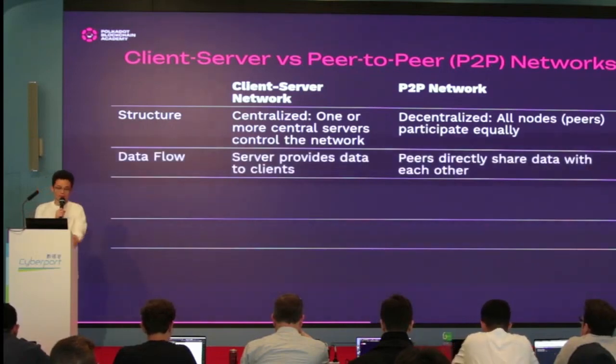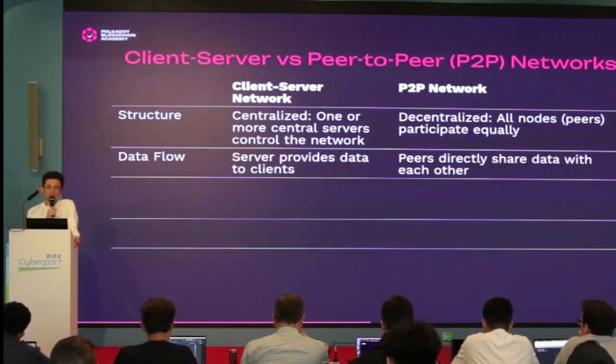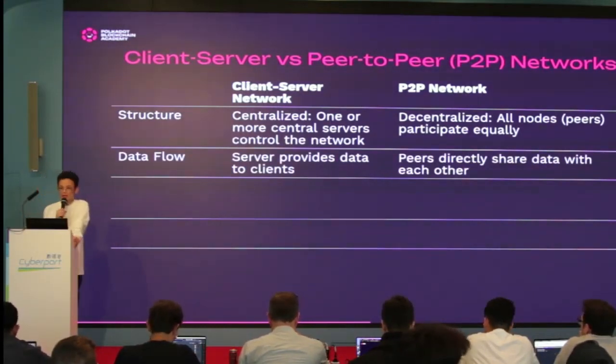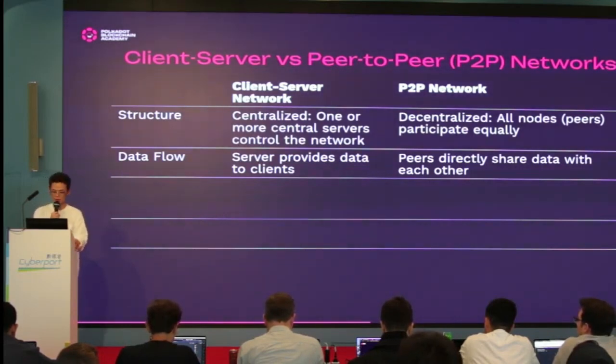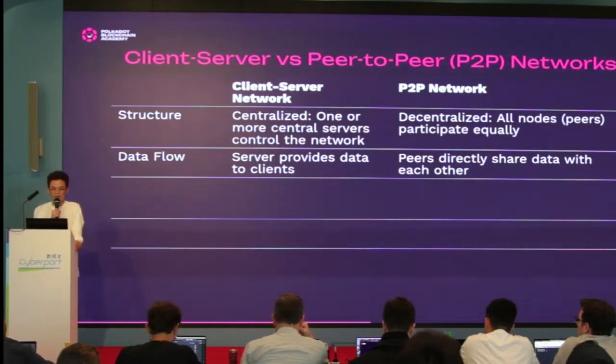And regarding data flows, in the client-server model, the servers provide the data and services to the client. So when you are requesting data from Meta, requesting the posts, text, images, etc., the Meta server will respond to you. And the data flow in a peer-to-peer network, the peers will directly share the data with each other. There will be a direct connection between two peers, so that the data sharing can be made.